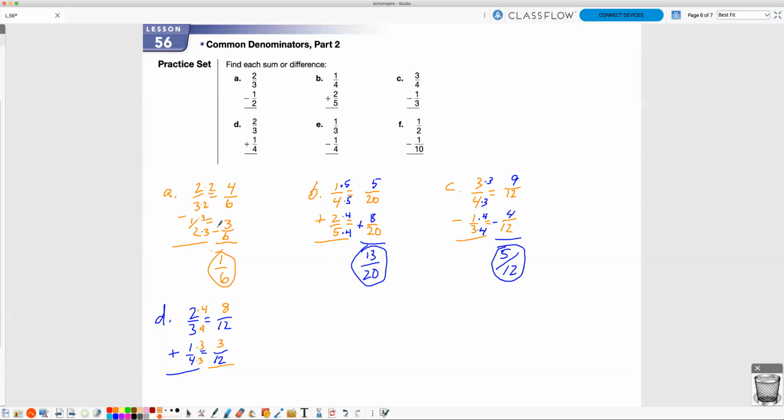Which should get me 3 there. So that's addition. So I have 8 plus 3, which is 11. And the denominator stays the same. It's 12. So it'd be 11/12.